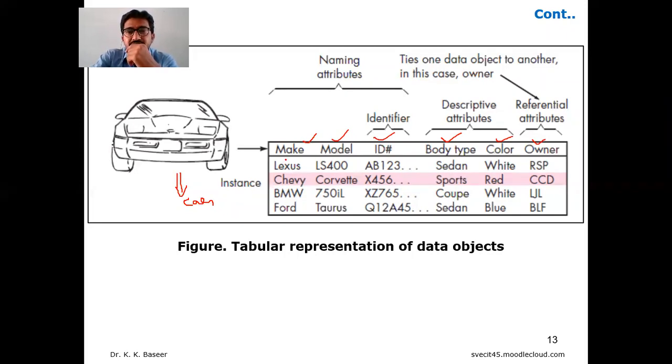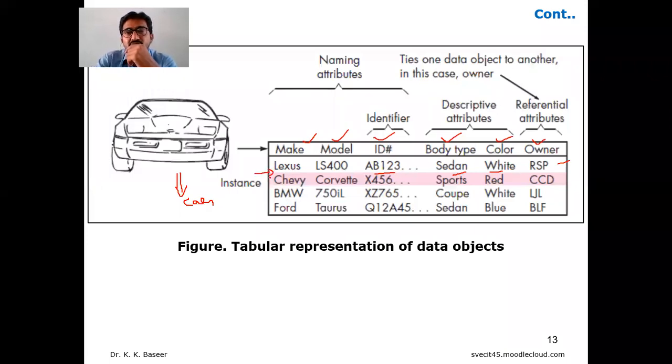Make: who made this? Lexus. What type of model? LS400. What is the ID number? AB123, like this. Body type? Sedan. Color? White. Owner? RSP. So this entire thing is an instance. This is one instance.